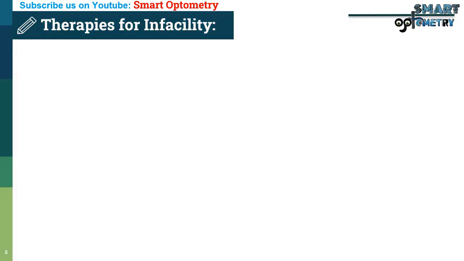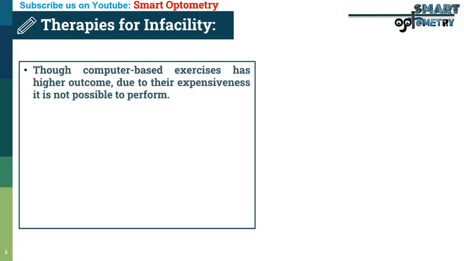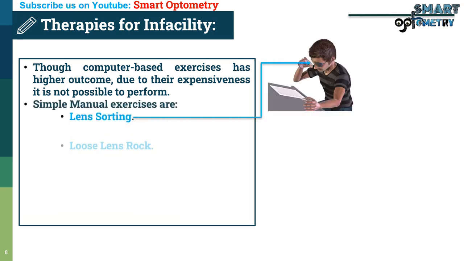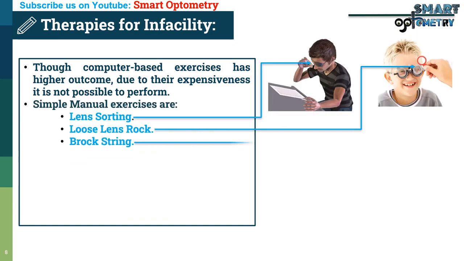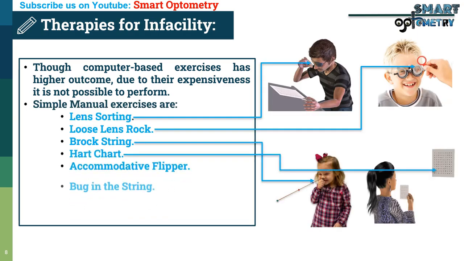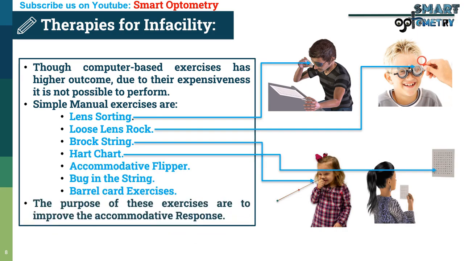Now, therapies for accommodative infacility. Though computer-based exercises have a higher outcome, due to their expense it is not always possible to perform them. Simple manual exercises are lens sorting, loose lens rock, Brock string, heart chart, accommodative flipper, bug in the string, and barrel card exercise. The purpose of these exercises is to improve the accommodative response. I will cover each of these exercises in a separate video.